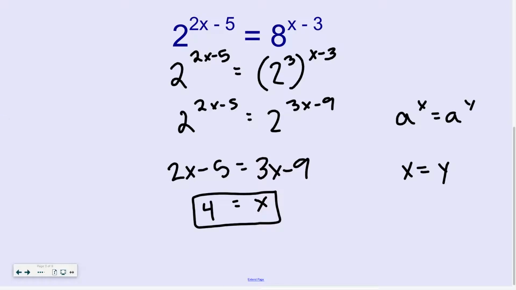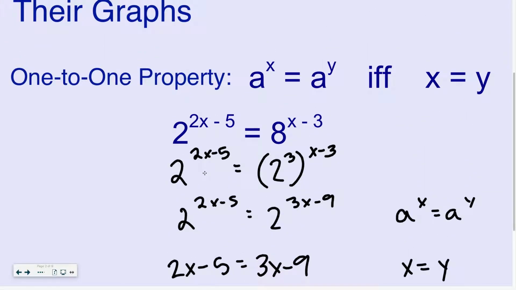Now, if you were uncertain as to whether or not you rewrote that correctly, if you were getting a little confused on a quiz or a test, what could you do to check your answer? Plug that x equals 4 back in. So if I scroll up to the top here, if I were to plug 4 into the left, 2 times 4 is 8 minus 5, so that would be 3. 2 cubed is 8 on the left. And then on the right, I would have 8 to the 4 minus 3, which is 8 to the first. That's equal to 8. So then the two sides are both 8. So I knew I did it correctly.